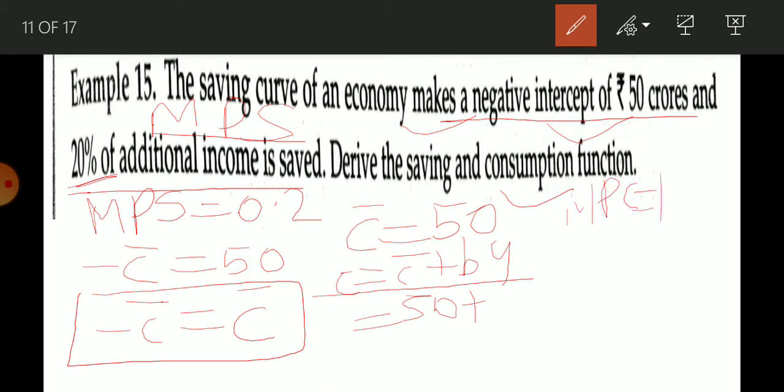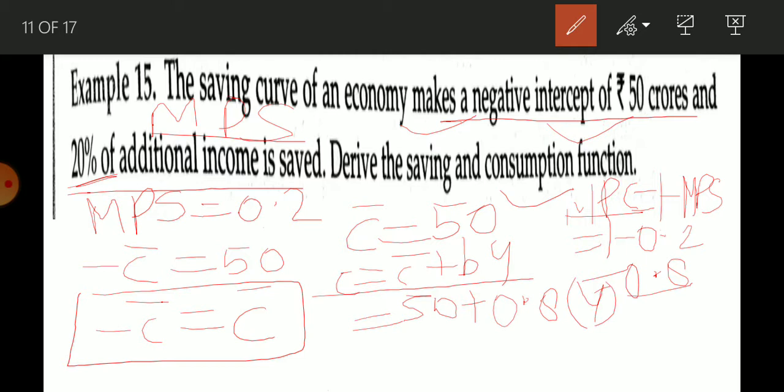MPC will be 1 minus MPS. When we subtract 0.2 from 1, we get 0.8. So this is the value of MPC. Okay student, so we are going to write here 0.8, and Y is not given here, so we will write it in brackets. So this is your answer for the consumption function.